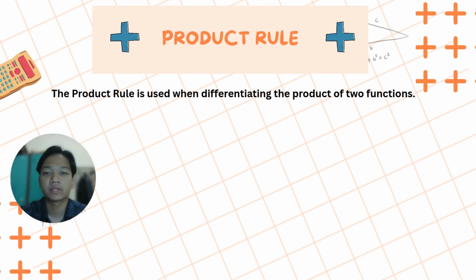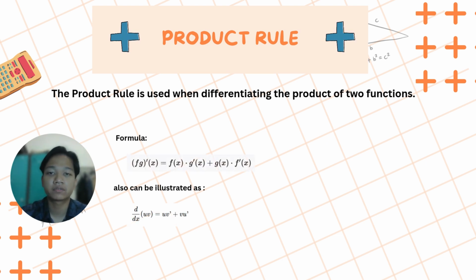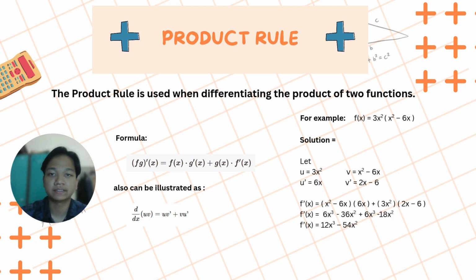Next, let's look at the product rule. The product rule is used when differentiating the product of two functions. The product rule has a very simple formula, which is uv prime plus vu prime. Let me explain the steps based on the example. First step, label each term as u and v. Second step, just differentiate both terms u and v. Third step, substitute the values into the formula. And lastly, expand the terms and simplify the expression.